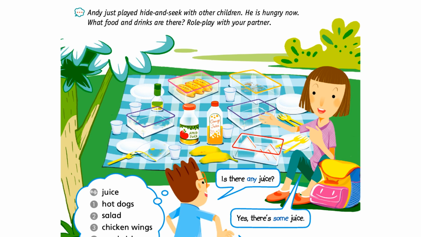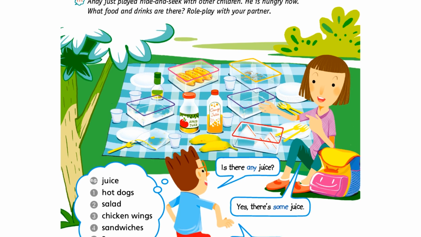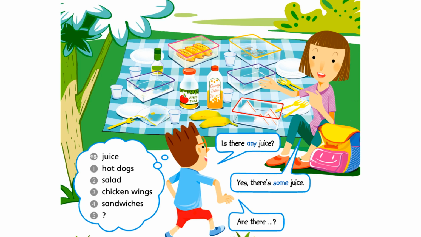Now, let's look at the grammar task in the textbook. Andy just played hide and seek with other children. He is hungry now. What food and drinks are there? Role play with your partner. Do you remember? Andy and his family are having a picnic in the country park. A while ago, Andy was away to play hide and seek with other children. Now he's back and he is hungry. What food and drinks are there on the mat?